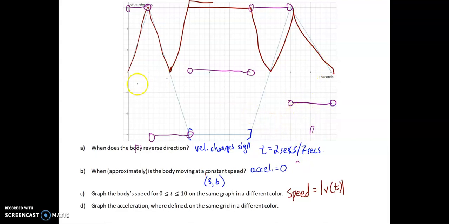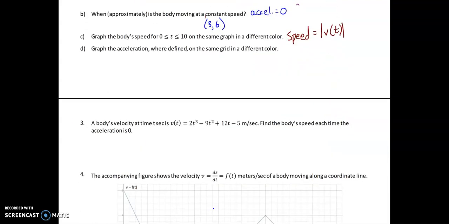All right, so that's my acceleration. That's the graph of the derivative of velocity. Remember that the derivative of velocity is acceleration. Okay, good job. All right, let's keep going.